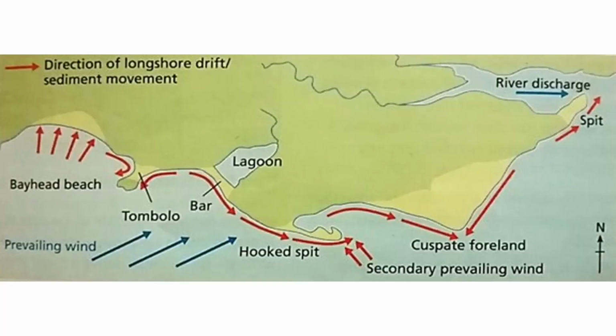And the same again for the depositional landforms, another diagram that I've taken straight from the textbook. So you've got all the different processes of deposition here. So you've got the processes of longshore drift and how they make tombolos, bars, hooked spits, traditional spits, and cuspate forelands. So the bays and the headlands on the left, and then working all the way over to the spit on the right.